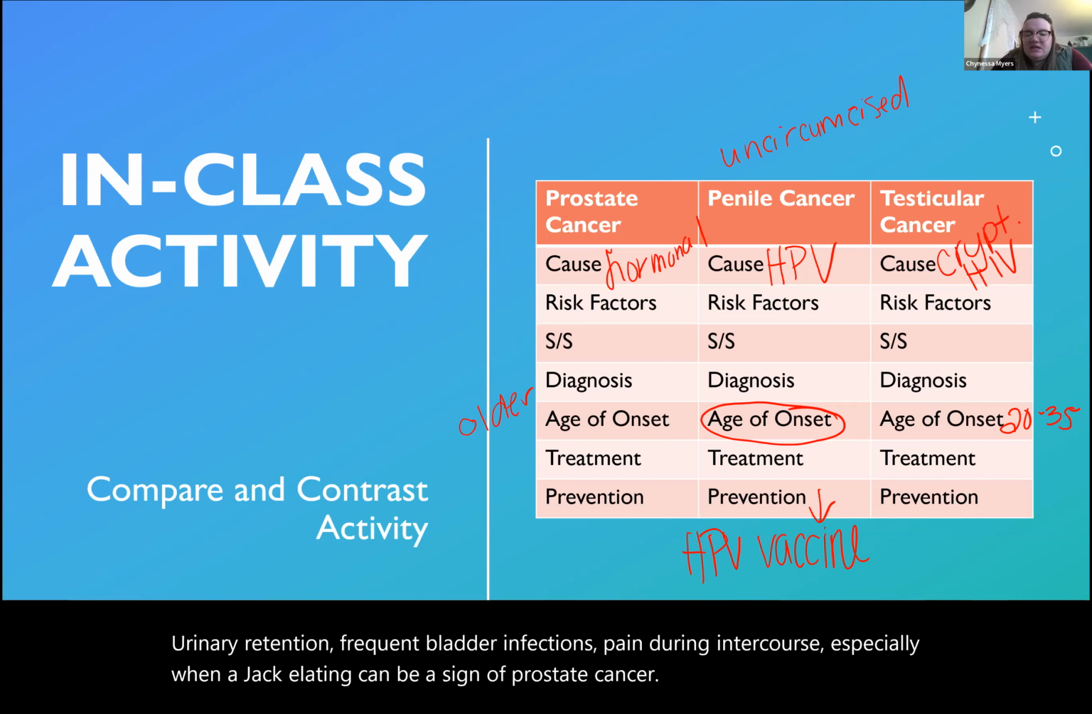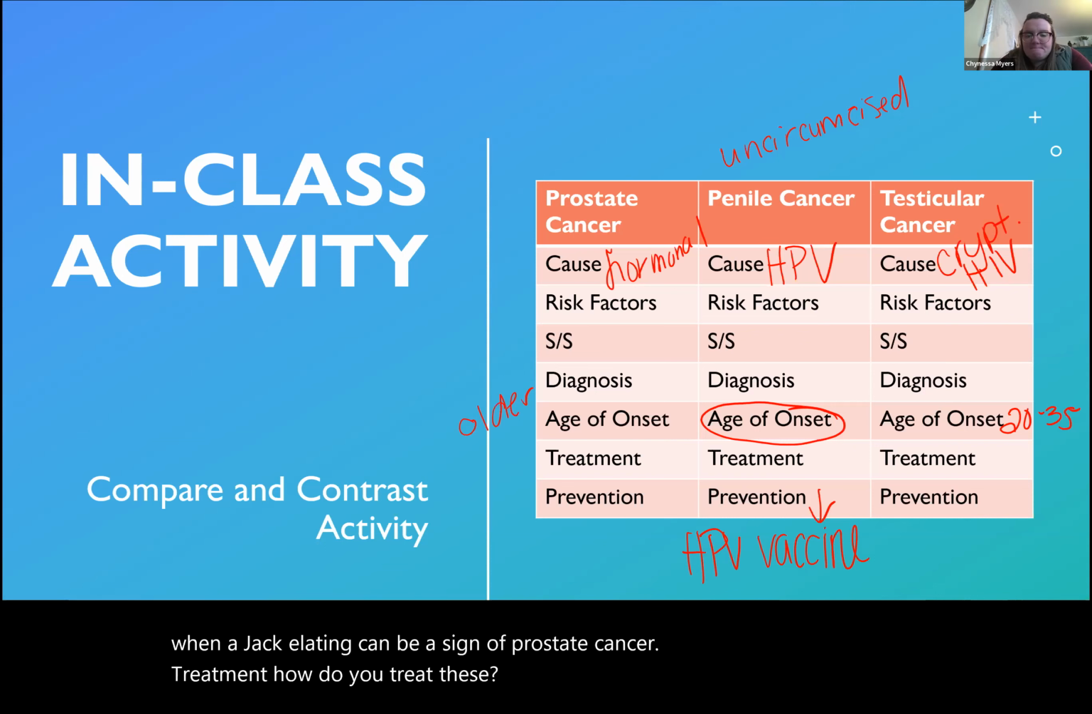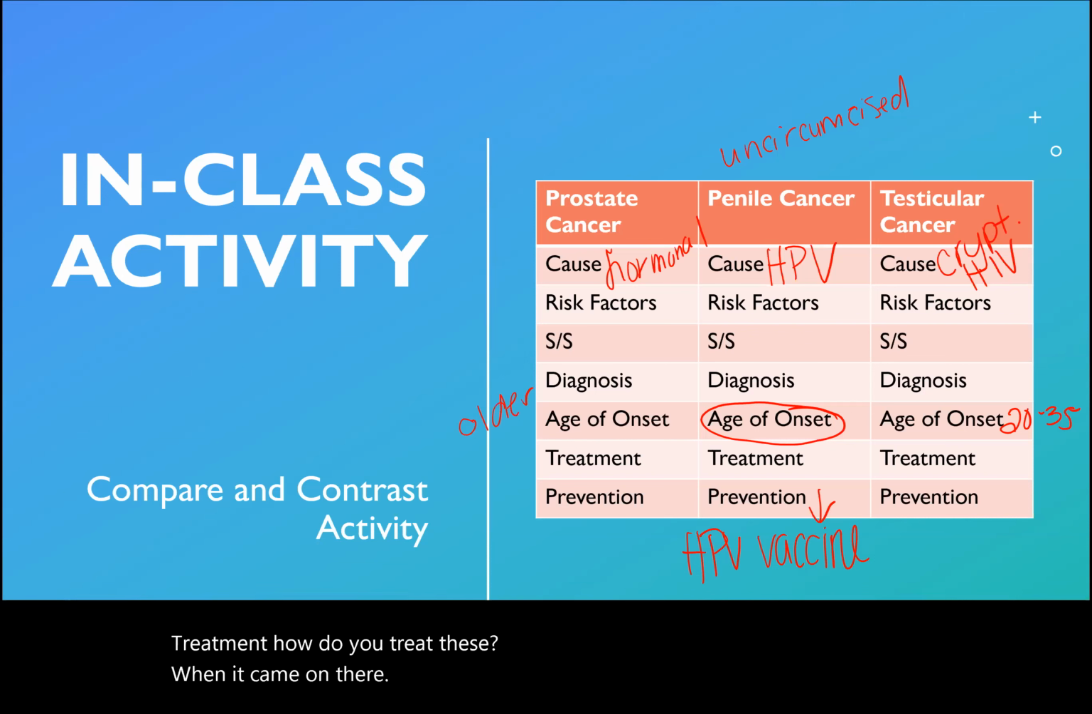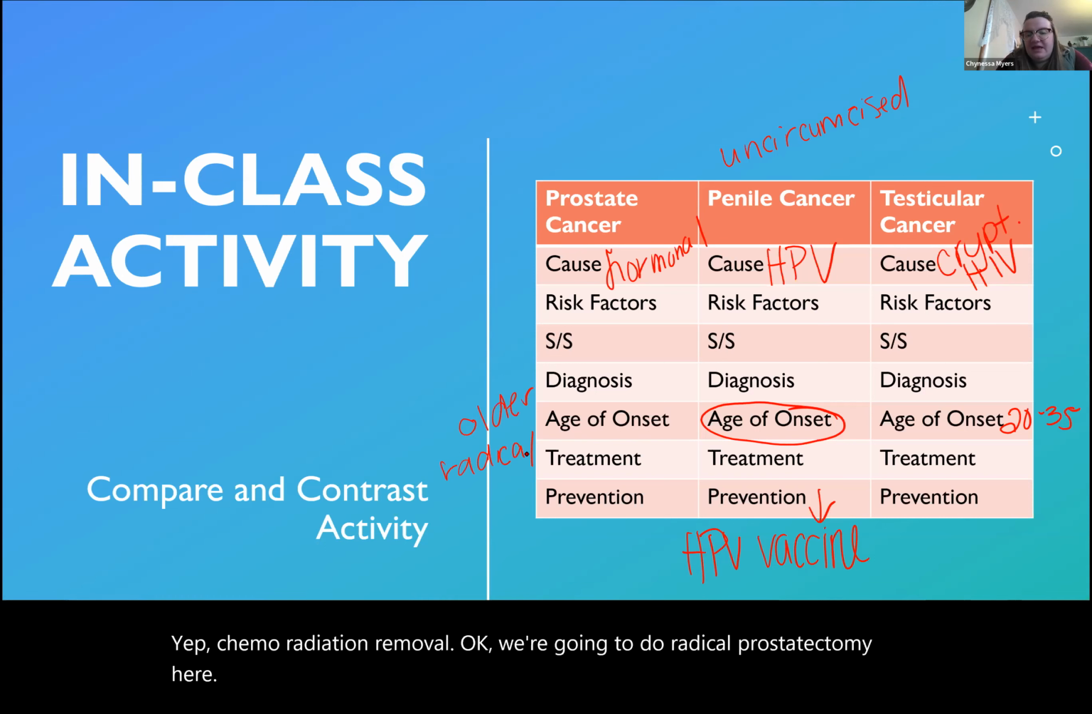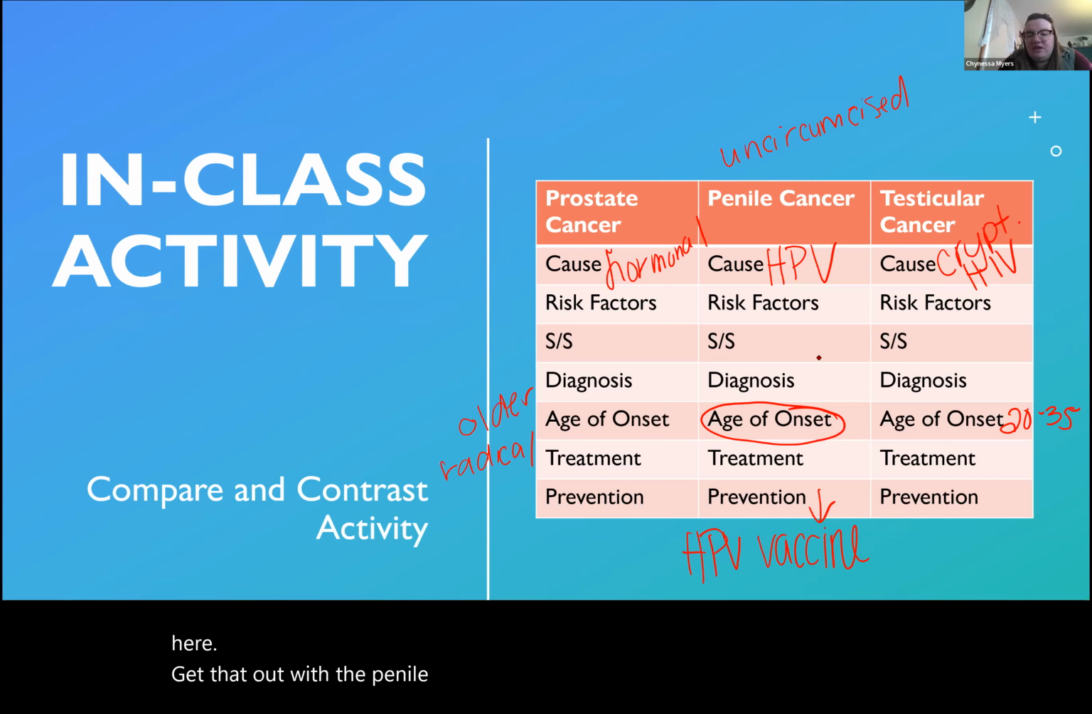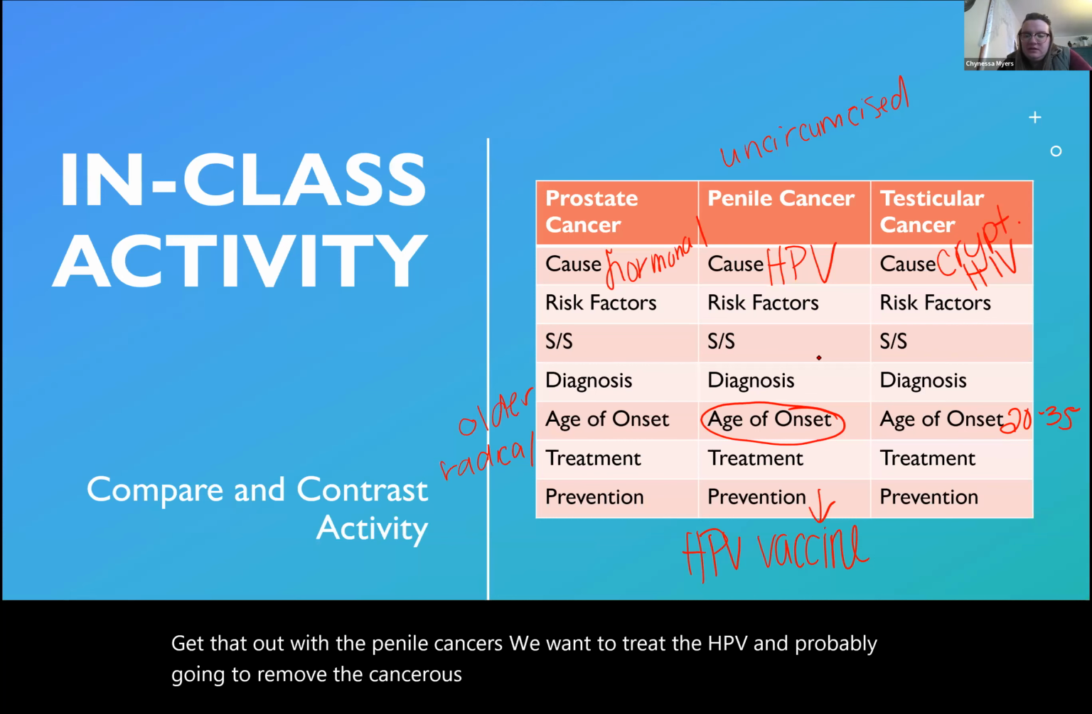Treatment, how do you treat these? Would chemotherapy work? Yep, chemo, radiation, removal. We're going to do a radical prostatectomy here. Get that out. With the penile cancers, we want to treat the HPV and probably remove the cancerous sores as well. It's chemo and radiation. Testicular cancer, remove the testicles.